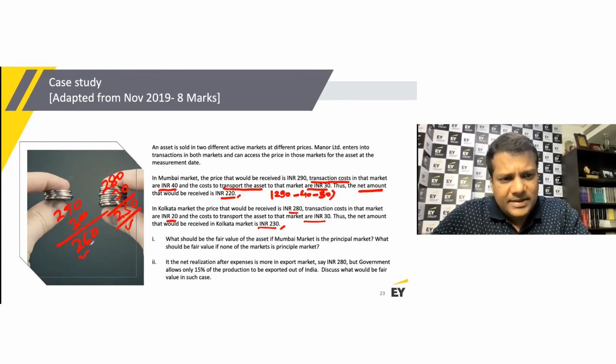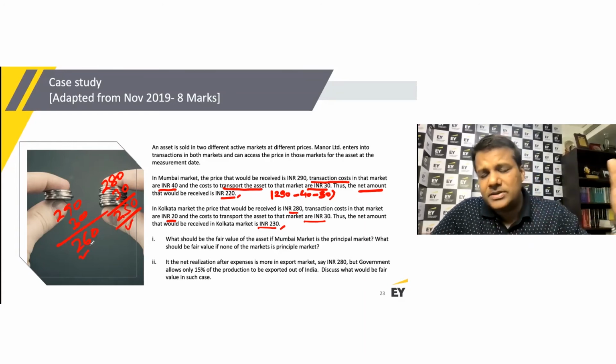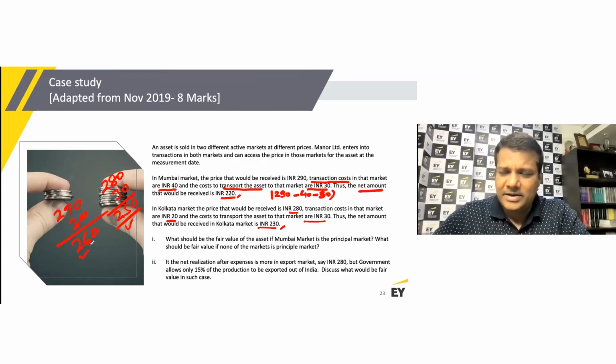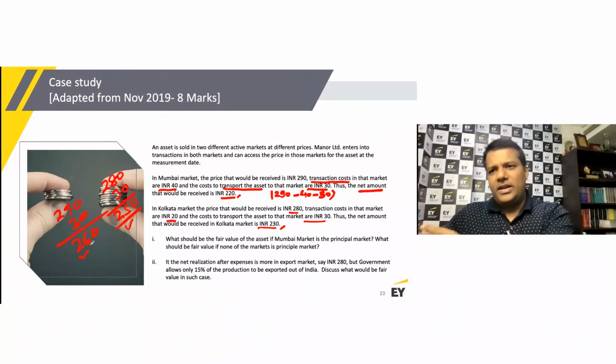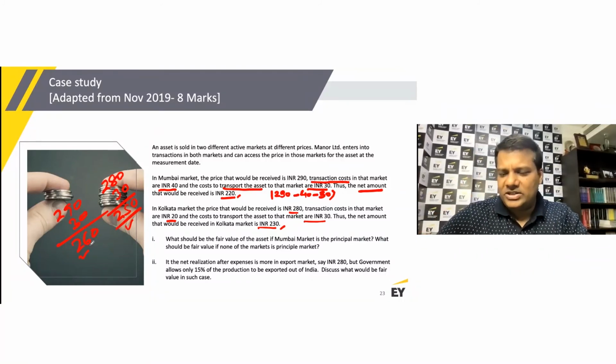Okay, now the second element of the question is, if the net realization after expenses is more in the export market, where only 15% is permitted, can I consider that? The answer is no, because 85% of your transactions are going to be in the domestic market. So you have to consider that. That's the principal market. And if there is a principal market which exists, then you need to first take the principal market valuation. If the principal market does not exist, then only you go to the most advantageous market.